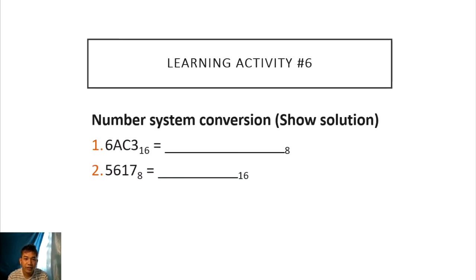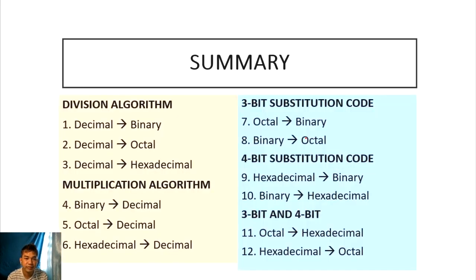For your learning activity number 6, convert the corresponding numbers. Number 1, 6AC3 base 16: convert it to its octal equivalent. And number 2 is 5617 base 8: convert it to its hexadecimal equivalent.